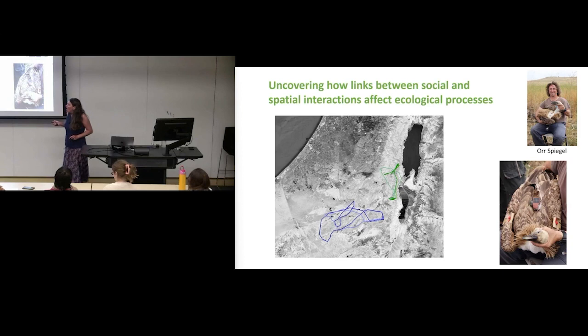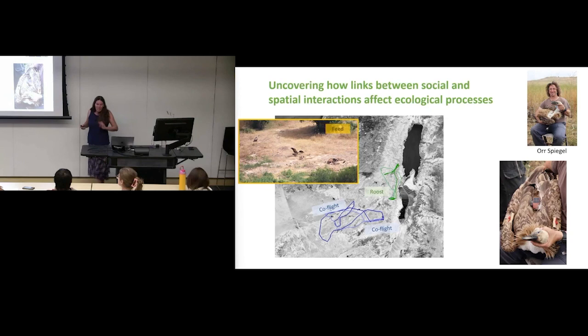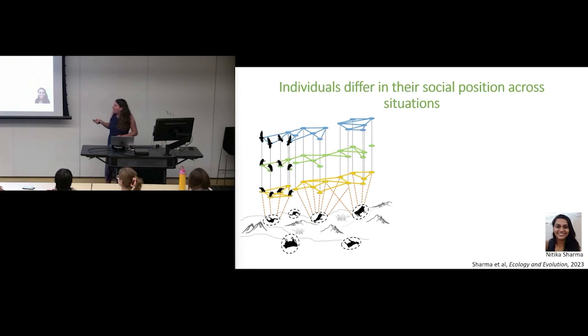Because of the high spatial and temporal resolution, we can infer when individuals interact. For example, here you see the dark blue individual and the light blue individual flying together at the same time. You see these co-flight events, so they interact in a co-flight situation. And here you have these two light green and dark green individuals coming to roost together, so they interact when they're roosting. And then we can also identify interactions at feeding sites and look at co-feeding. So this gives us an opportunity to look at interactions in different situations.